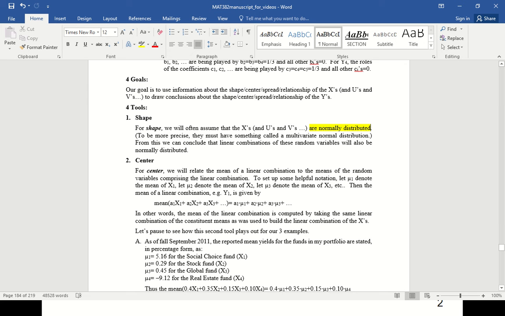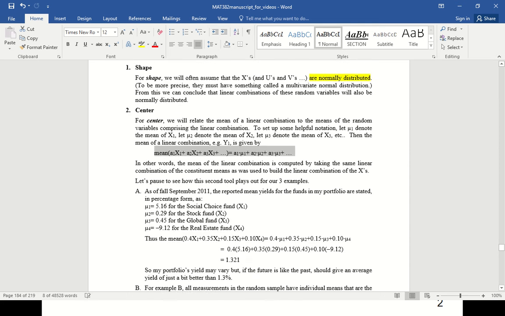The center then is we'll have to take some linear combinations. So the mean of a weight times a particular value plus a weight times another particular value will just be the weight times the various means, and sum those all up.